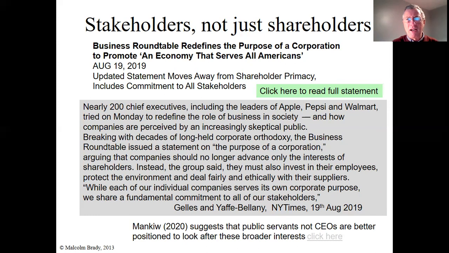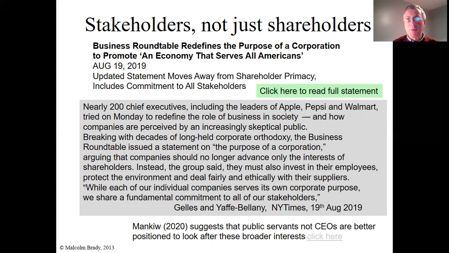Now, this is a major roundtable, some heavy hitters on this roundtable, chief executives from Apple, Pepsi, Walmart. But they're coming together because they're perceiving the public becoming more and more skeptical of big business, and they felt something has to be done. So they broke from this decades-long held orthodoxy of maximizing shareholder value being the purpose of the corporation. So they said now that you need to invest in employees, you need to protect the environment, you need to deal fairly and ethically with suppliers. So they're increasing it to employees, suppliers, and the environment more generally, or the public more generally, as a stakeholder. So that's a major change.